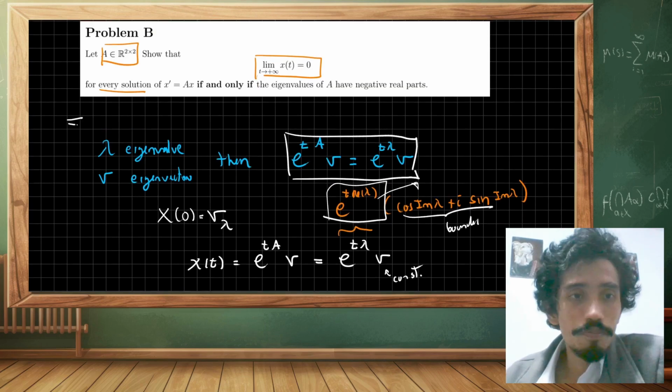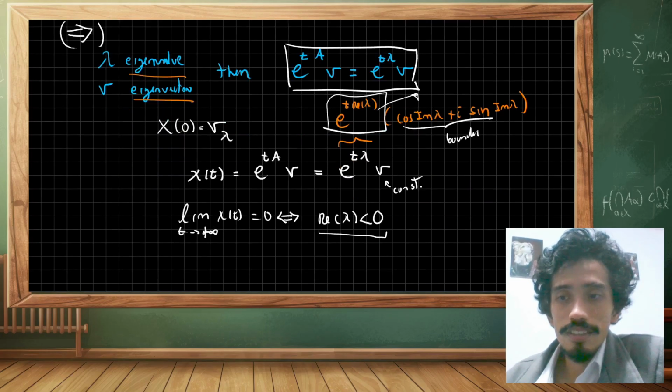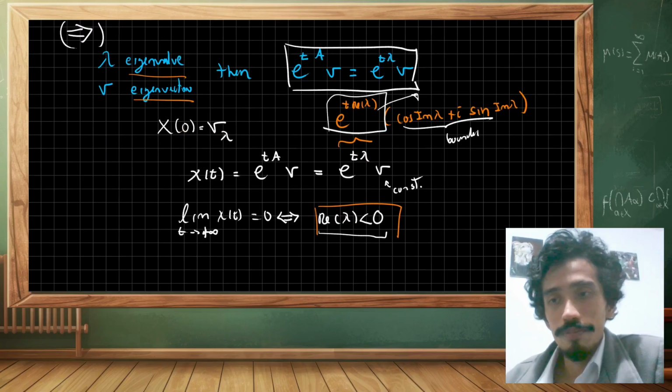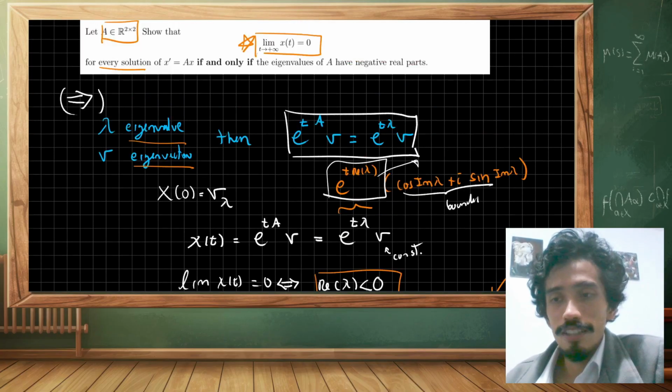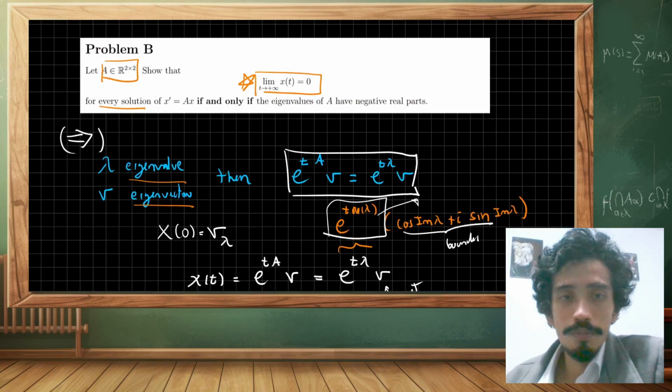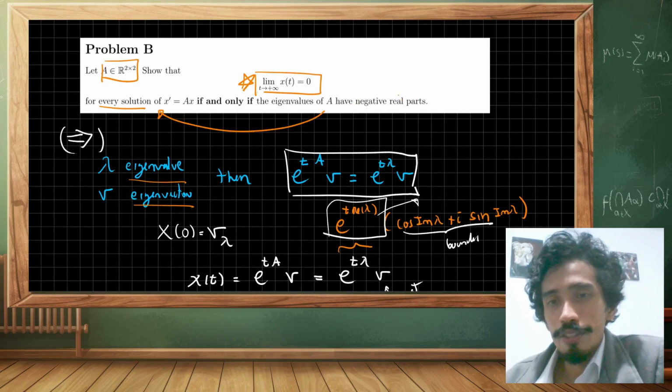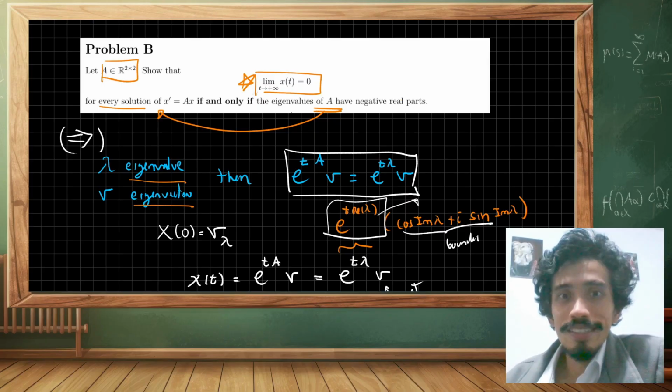So if we go in this direction of the proof, then if every solution holds this property, then in particular it holds for the eigenvectors of the eigenvalues, and then it follows that the real parts of those eigenvalues are negative. So with this, the forward part of the proof is completed, and then the other implication follows from a known property of the exponential of matrices. Let me write it down here.